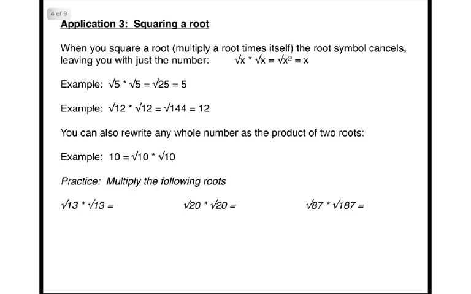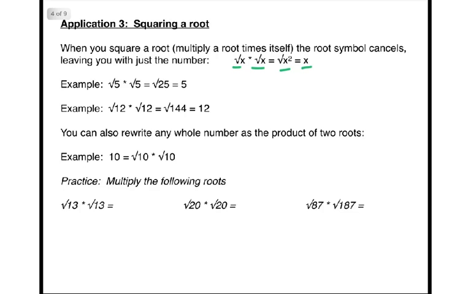Application 3. Squaring a root. When you square a root, that is, multiply a root times itself, the root symbol cancels with the exponent, leaving you with just the number. For instance, root x times root x is root x squared, which simplifies to simply x.